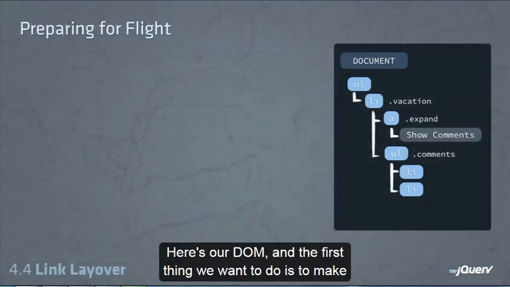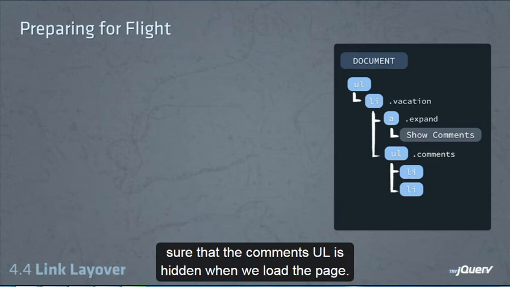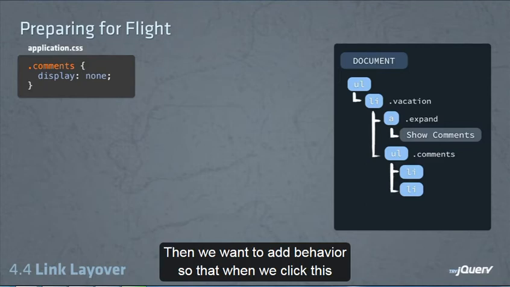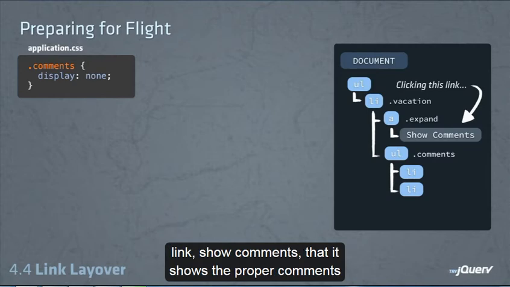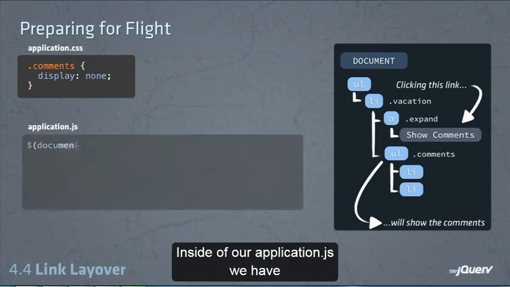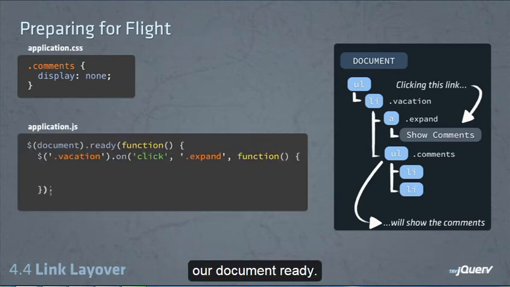Here's our DOM, and the first thing we want to do is to make sure that the comments UL is hidden when we load the page. So we make it display none inside of our CSS. Then we want to add behavior so that when we click this link, Show Comments, it shows the proper comments underneath that link.